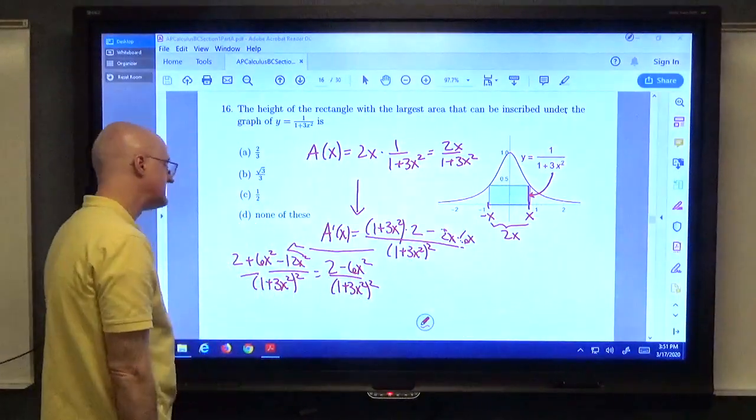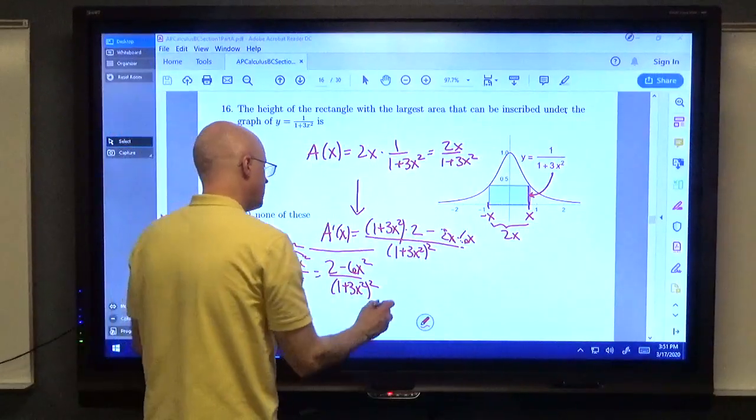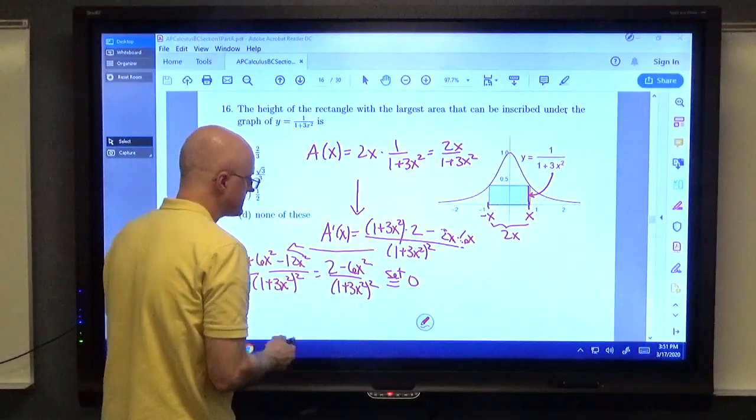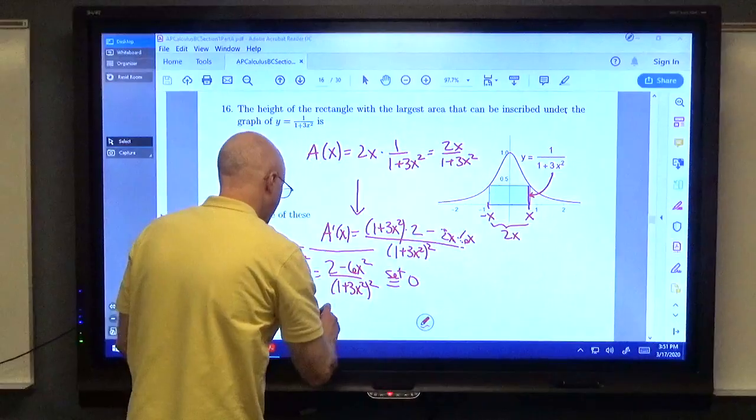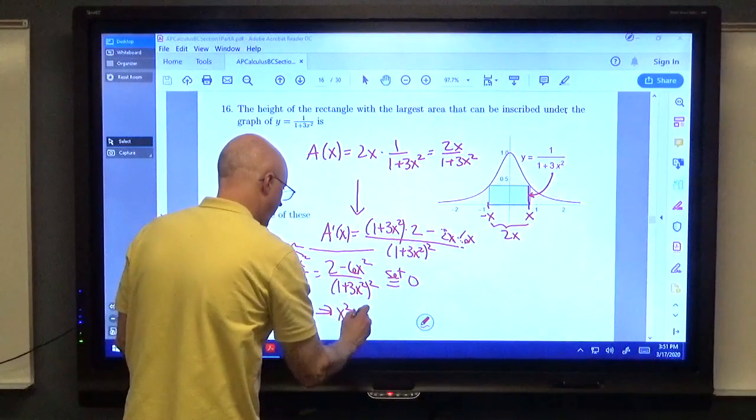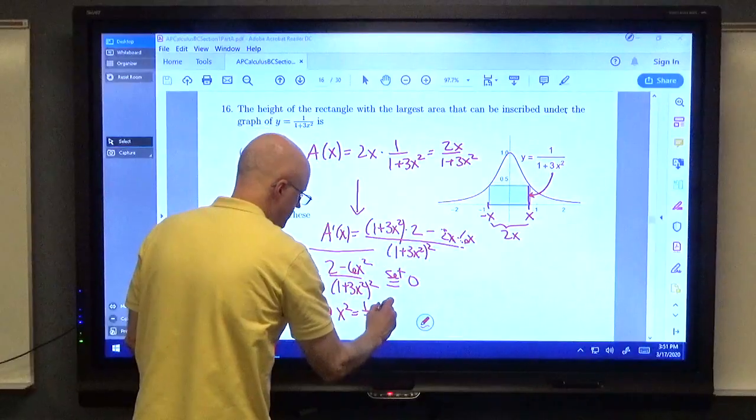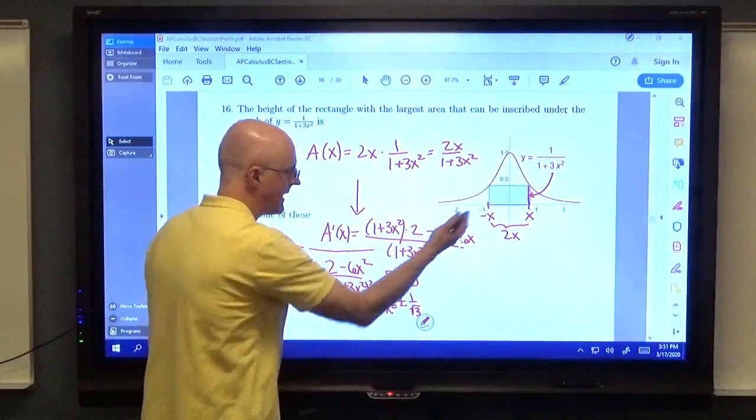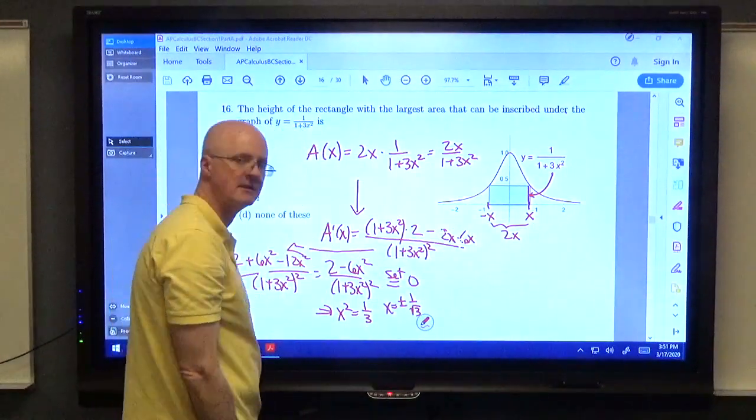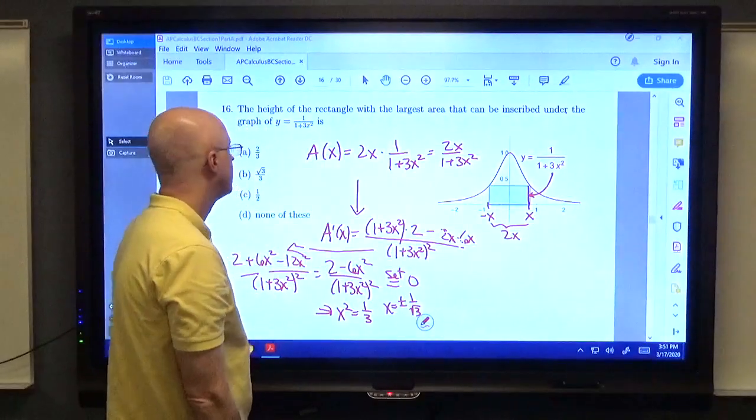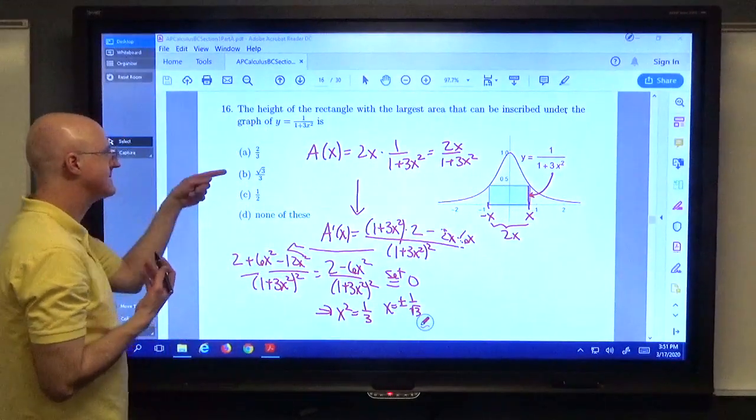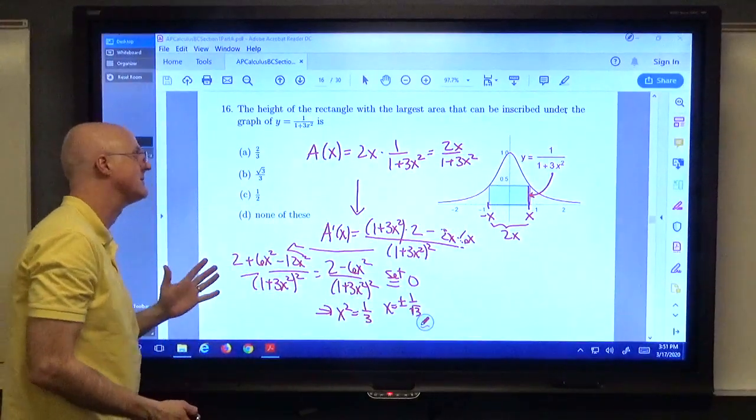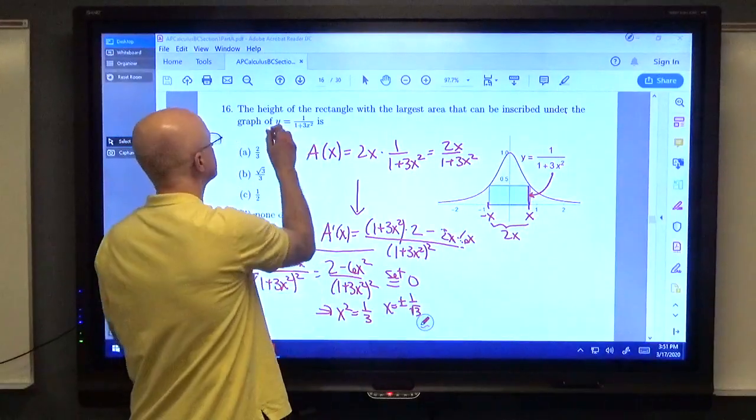What value of x makes that 0? What's my critical point? Set this equal to 0 and solve for x. The top will have to be 0, so 2 will have to equal 6x squared. x squared will be 1/3. So x is plus or minus 1 over root 3. Although in my drawing I'm taking x to be positive, so I just have to consider the positive 1 over root 3. That's not the answer. Root 3 over 3 is the same number as 1 over root 3, but it's not the answer. You've got to plug that number into the original function here.